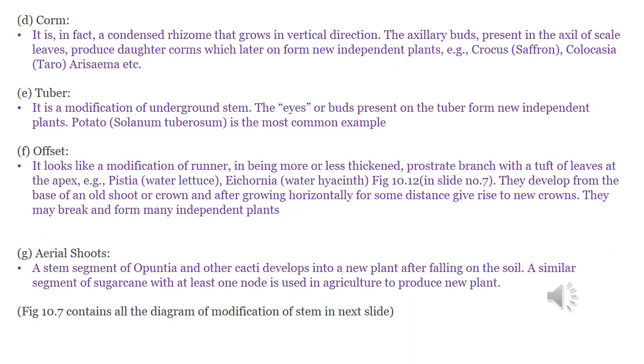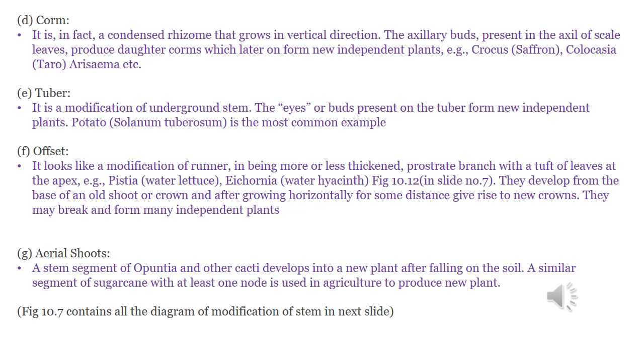The next type of modification of stem is corm. It is basically a condensed rhizome. It's a type of rhizome, but the rhizome here is actually condensed, and it grows vertically inside soil. So in soil it will grow vertically. It will produce axillary buds in the axil of the leaf, and these further produce daughter corms. These daughter corms can grow into independent plants.